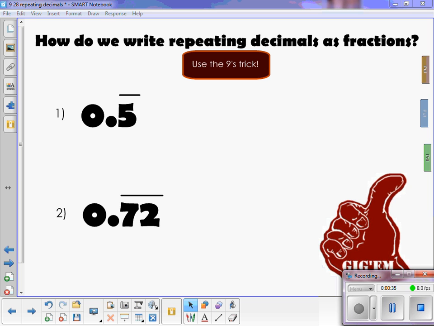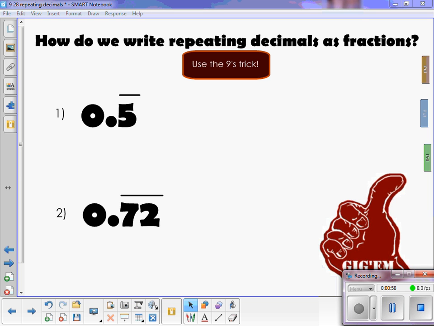Okay, so again, your title is Converting Repeating Decimals to Fractions. Remember, you can pause this at any time if you need to catch up on your note taking, but anything you see here, you need to be writing down in your spiral so you have good notes to use. All right, so there is a trick to writing repeating decimals as fractions and then the other way around, and it's called the nines trick.